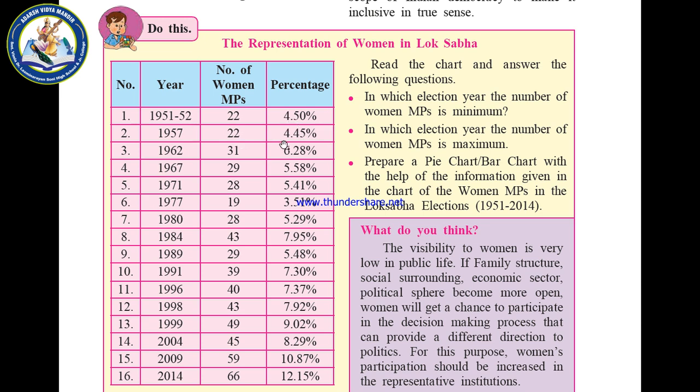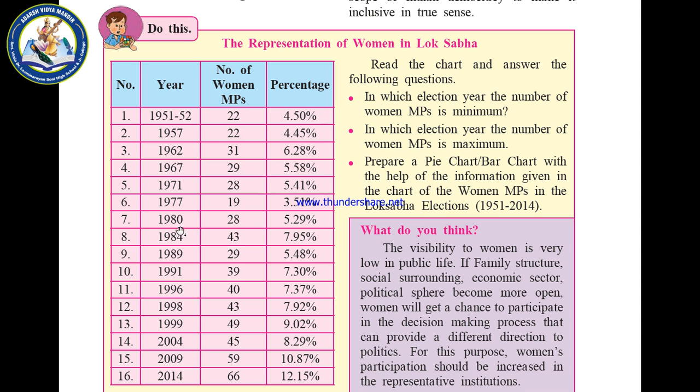Then 57, 22, 4.50%; 62, 31; 67, 29, 5.58%; 71, 28, 5.41%; 77, 19, 3.51%; 80, 28, 5.29%; 84, 43, 7.95%; 89, 29, 5.48%; 91, 39, 7.30%; 96, 40, 7.37%; 98, 43, 7.92%; 99, 49, 9.02%; 2004, 45, 8.29%; 2009, 59, 10.87%; 2014, 66, highest, okay, 12.15%.